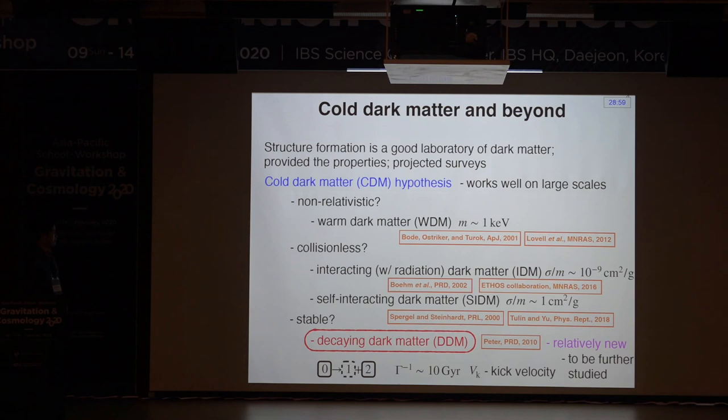Compared to other possibilities, decaying dark matter is relatively new in this bottom-up dark matter field. And actually, it should be explored much more to say something very concrete. But instead, I'll explain at least the state of the art, our understanding of this decaying dark matter and why it matters.